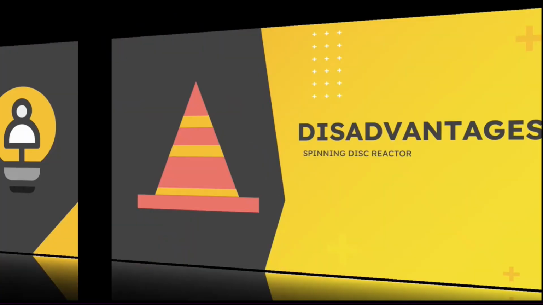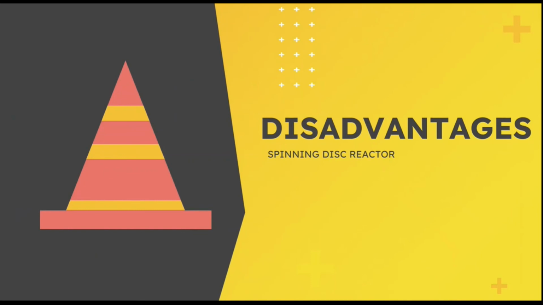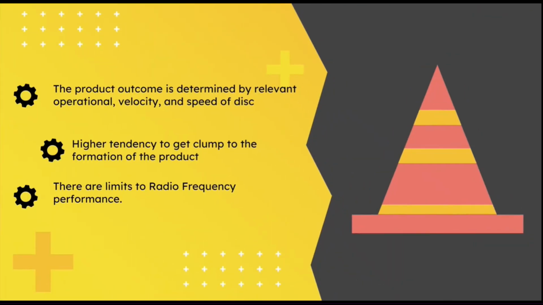For the next slide, the disadvantages of spinning disc reactor. The disadvantages are: the product outcome is determined by relevant operational velocity and speed of the disc. And then, higher tendency to get clumped in the formation of the product. And lastly, there are limits to radio frequency performance.